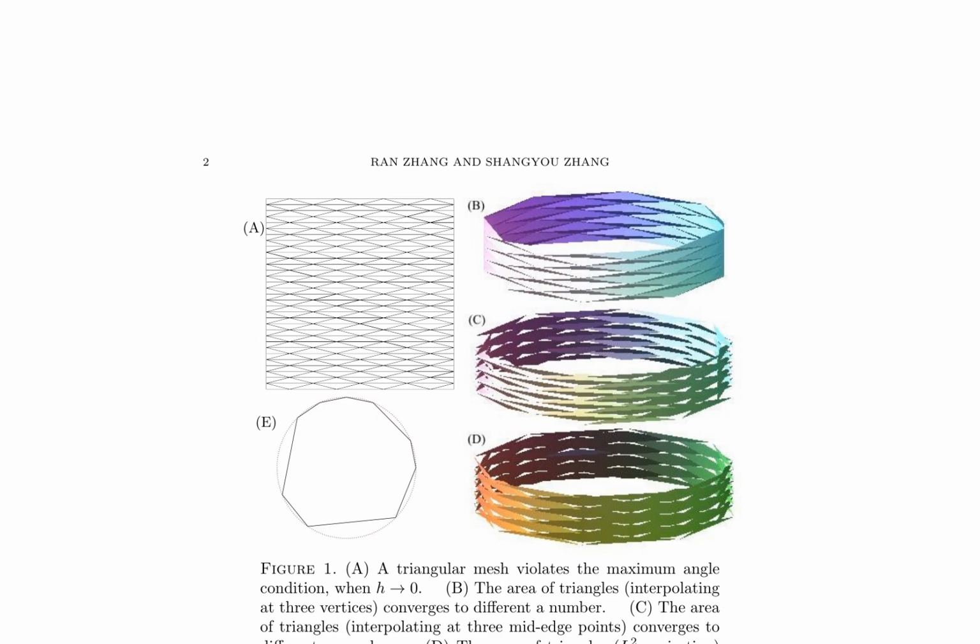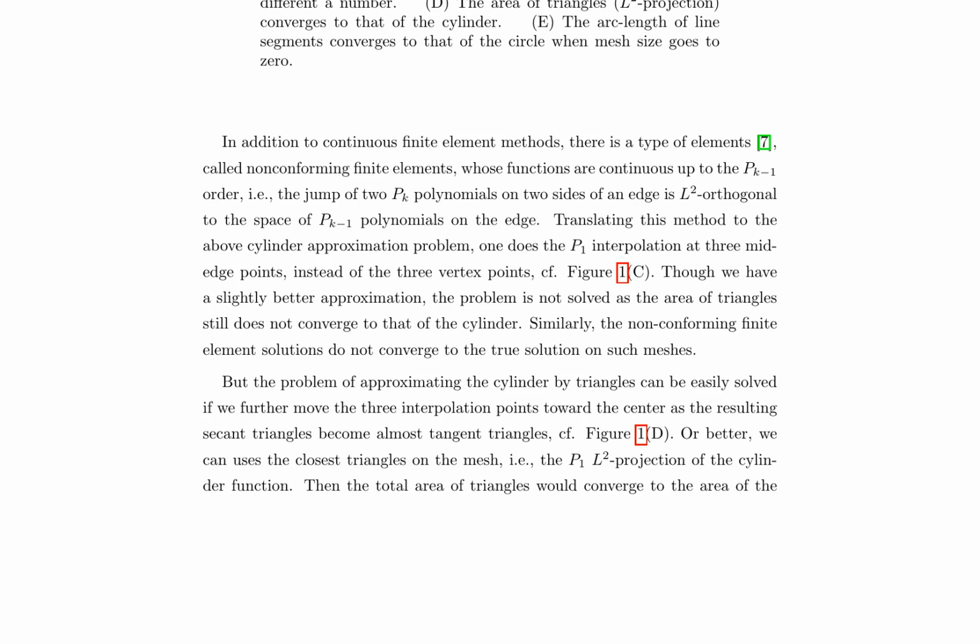Similarly, nonconforming finite element solutions do not converge to the true solution on such meshes. However, the authors propose a solution to the cylinder approximation problem by moving the 3 interpolation points toward the center, resulting in secant triangles that become almost tangent to the cylinder. Alternatively, using the closest triangles on the mesh, i.e., the P1 L2 projection of the cylinder function, would also cause the total area of the triangles to converge to the area of the cylinder.